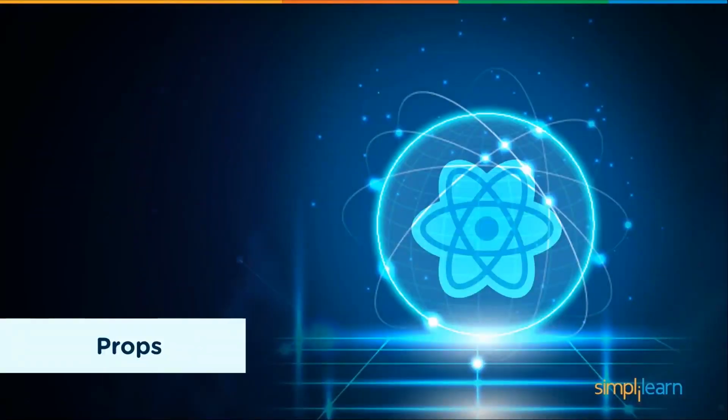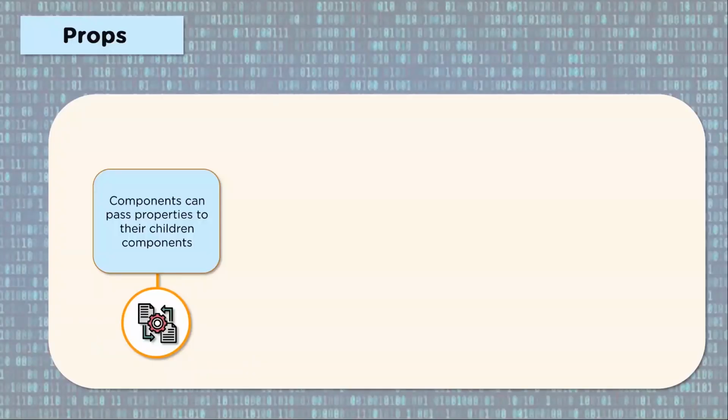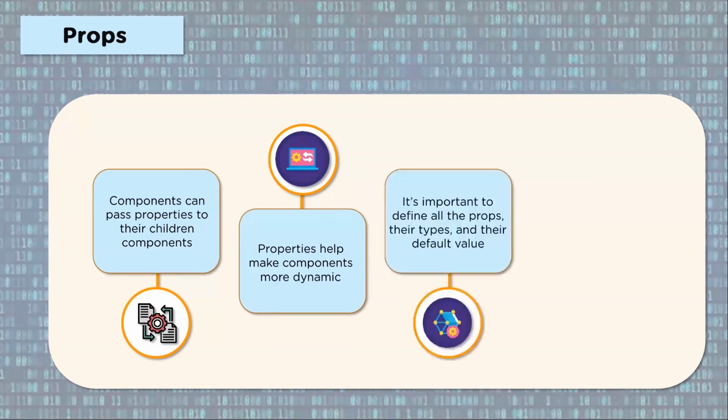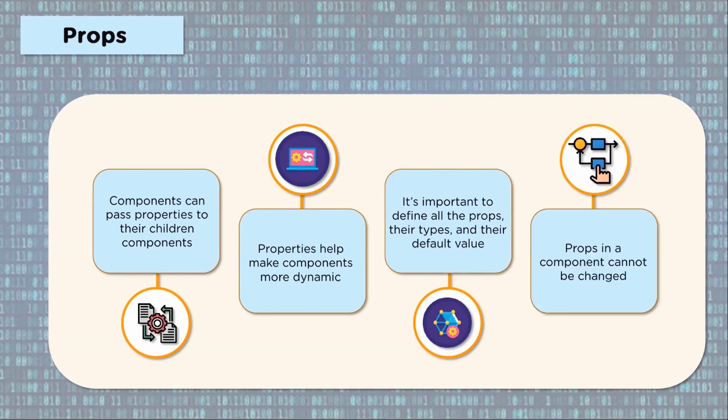Let's talk about props or properties. Now, components can pass properties from the parent component to the nested or the inner child component. Properties actually help make components more dynamic, because due to the data binding and the state that the properties hold, you can flash certain updated values into the user interface or the components that are being injected onto the UI. It's hence important to define all these props, their data types, and also their default values. Props in a component cannot be changed.